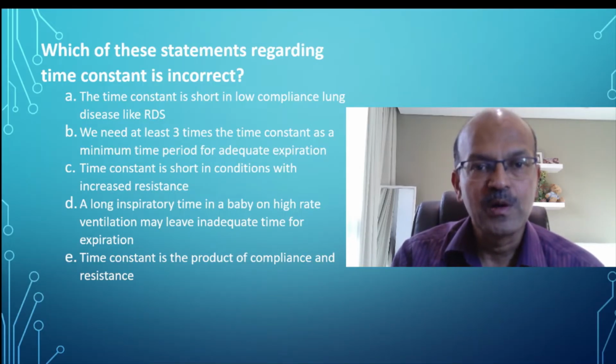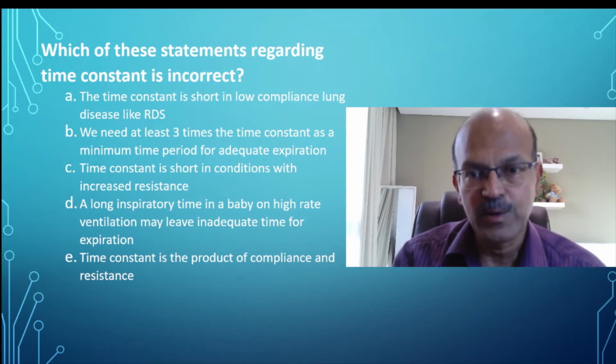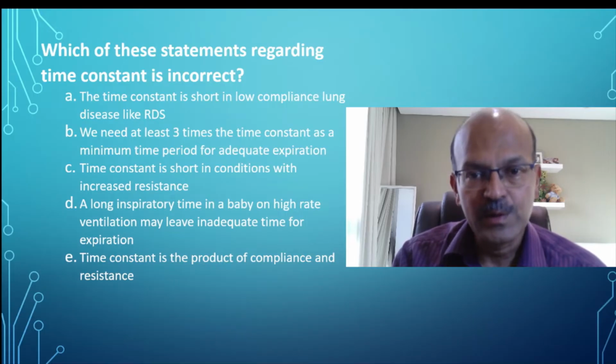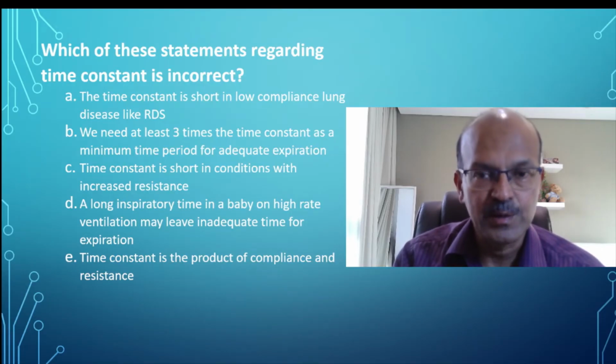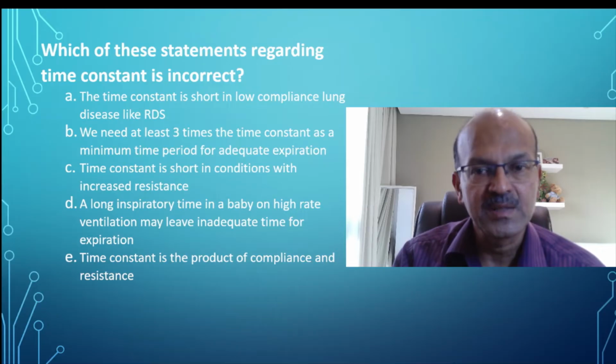Okay, so obviously the first choice is correct. Time constant is short in low compliance lungs, and that's why in RDS we keep a short inspiratory time of say 0.3 to 0.35. The second point is also correct. We need at least 3 time constants, preferably 3 to 5 time constants for expiration, and so the inspiratory time is adjusted accordingly. So that's why the ratio of the inspiratory and expiratory time with an adequate expiratory time becomes important, especially when you're on a high rate ventilation.